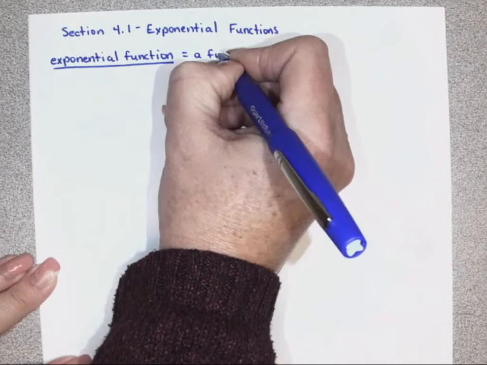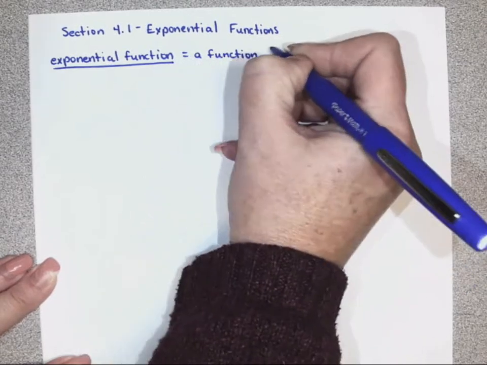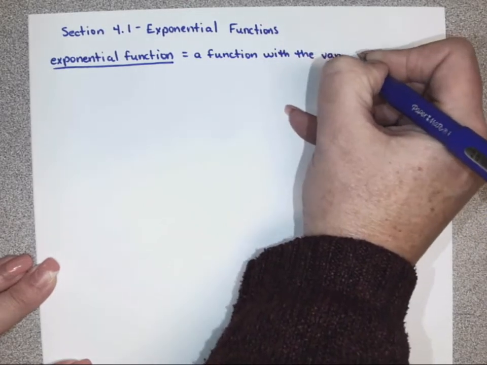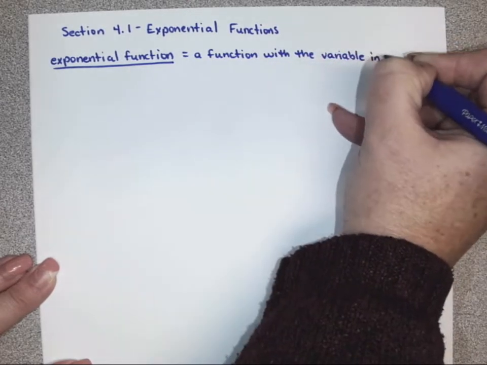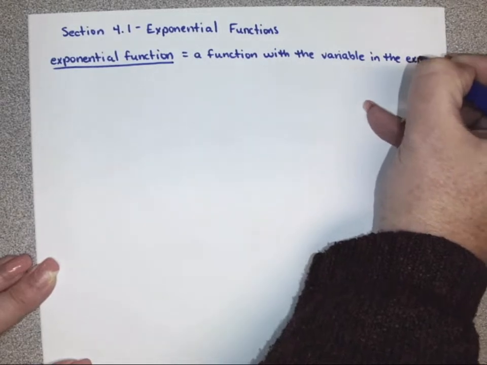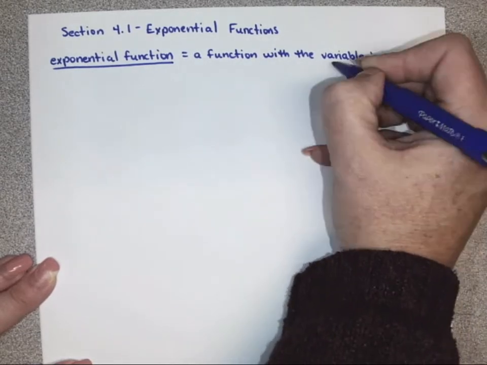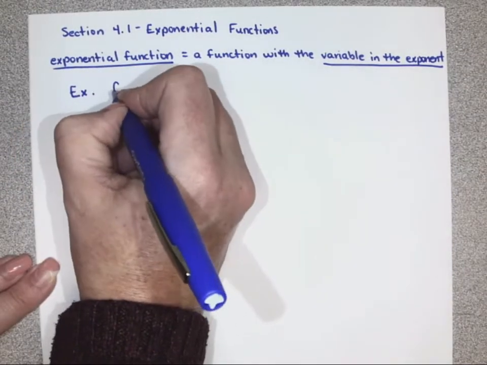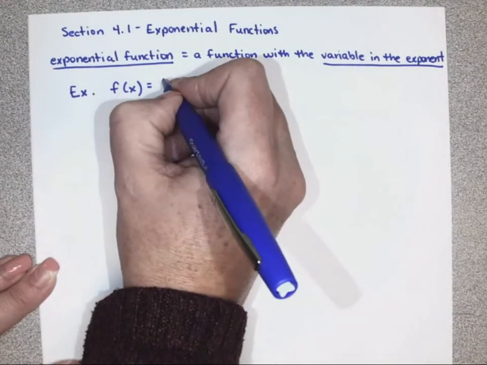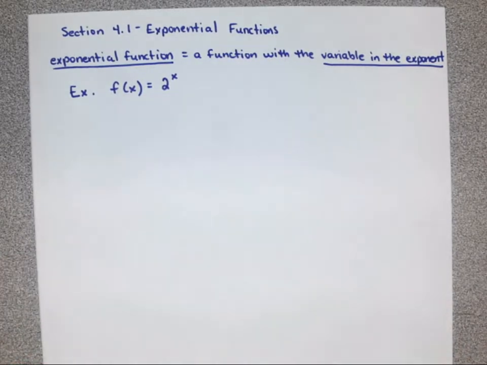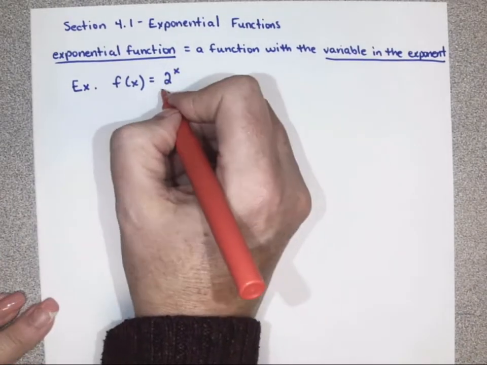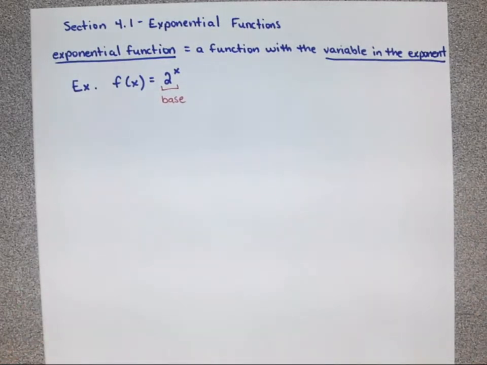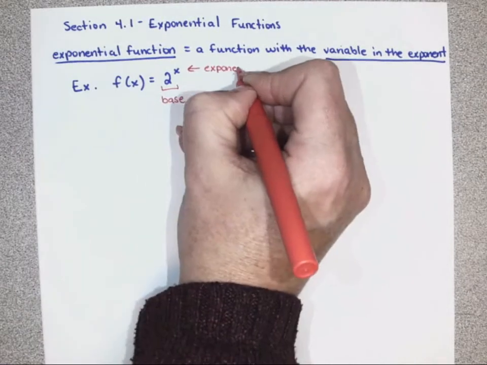So it's basically a function with the variable located in the exponent. So an example, and we're going to break down the pieces of this, like I said, would be 2 to the x power. And so we would call this number 2 the base of that exponent, what is going to be raised to whatever power. And then, of course, the x is the exponent spot.